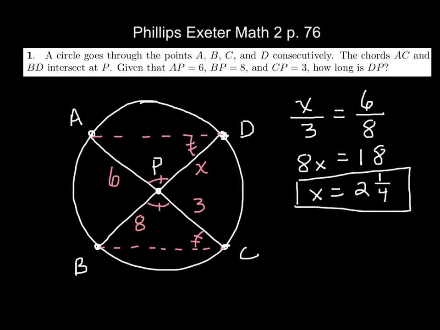Okay, now one other shortcut for this is that we can go right along these chords and we can just go 8 times x equals 6 times 3. And that'll always work. That's a shortcut for that. Again, just go down one chord. Once you see the cross chords, you can go down one chord. 8 times x equals 6 times 3. And that will give you the same thing as setting up the proportions.